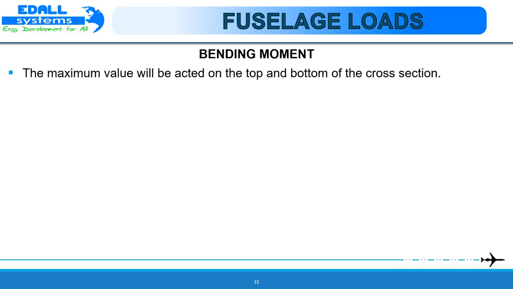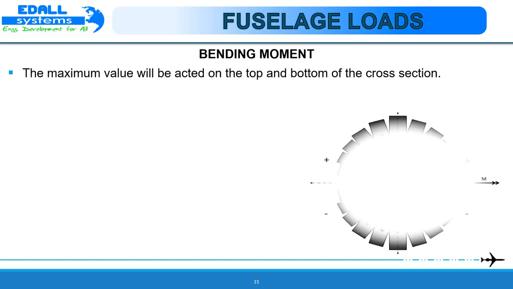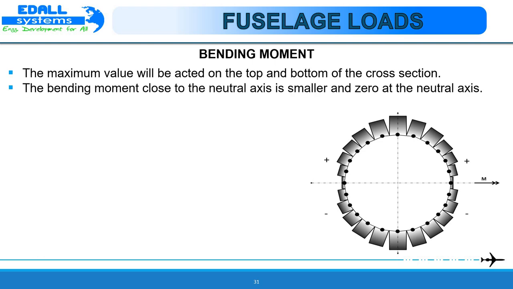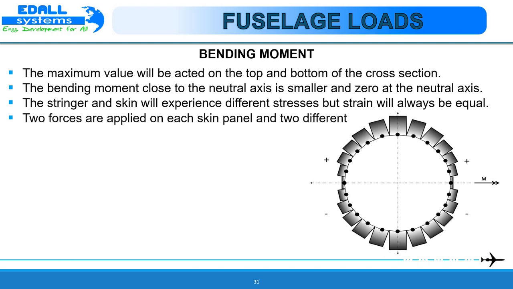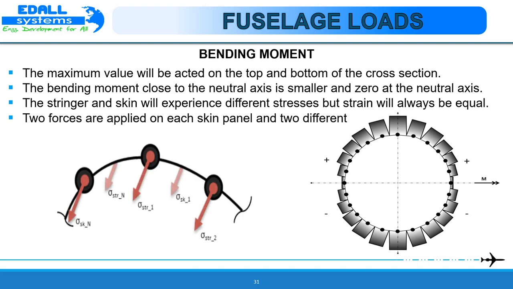The maximum value will act on the top and bottom of the cross-section. The bending stress close to the neutral axis is smaller and zero at the neutral axis. The stringer and skin will experience different stresses, but strain will always be equal. Two forces are applied on each skin panel and two different stresses are derived for each panel.